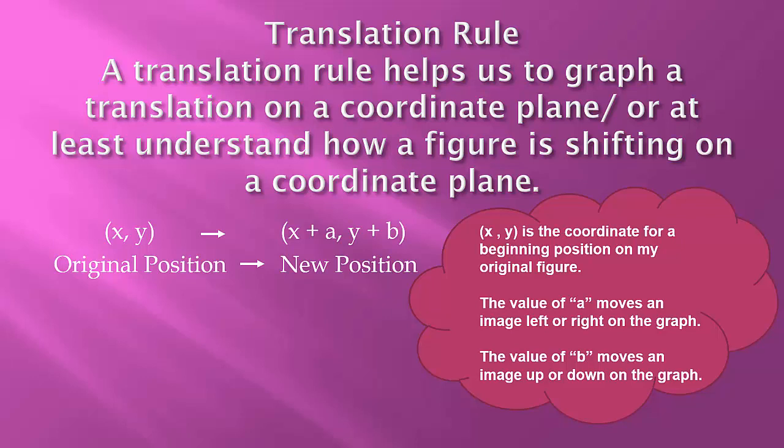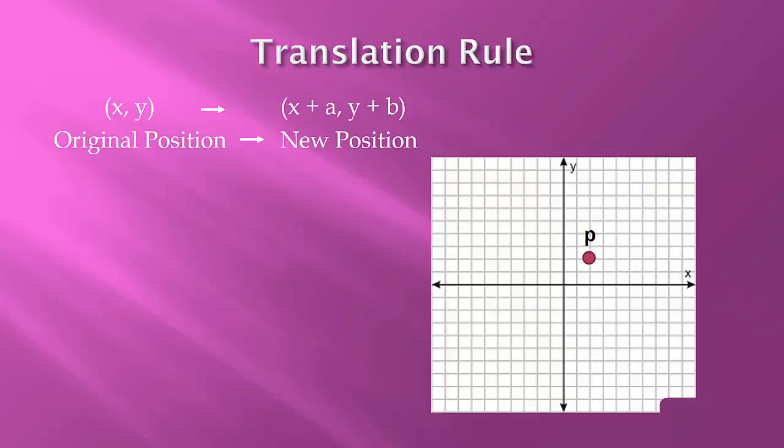The value of b moves an image up or down on the graph. So y plus b will cause our image to move up or down on our graph. So here's an example. We have P, and P exists on our graph at the ordered pair (2, 2). We move to the right 2 from the origin and up 2 to get to that value on the graph.